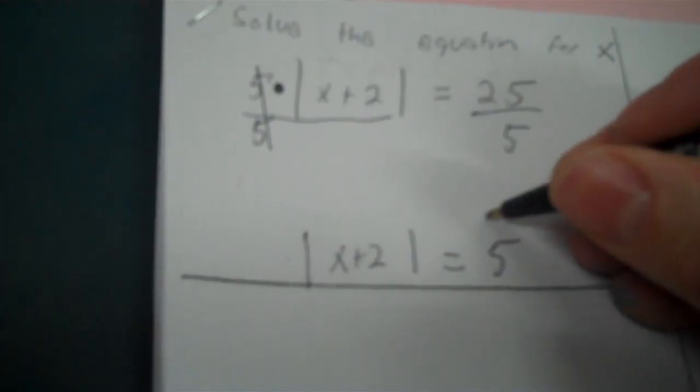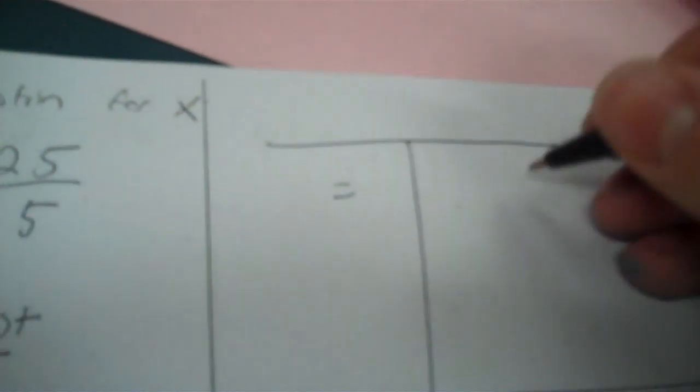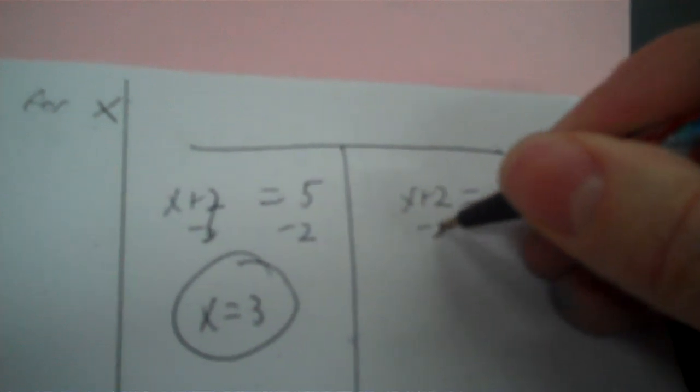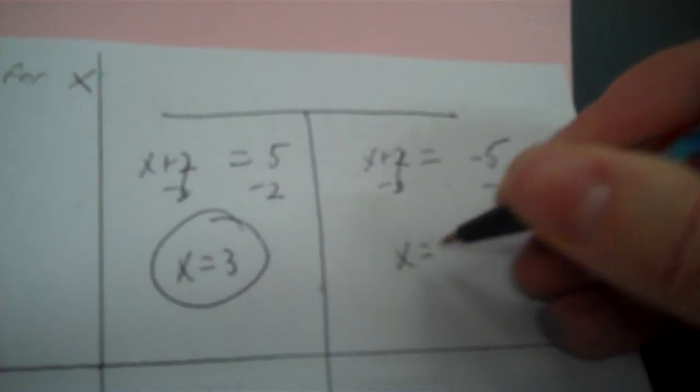Now that you don't have any numbers outside of here, you can now put your dist label. Okay, so it's positive, so then it becomes just like we just did. So 5, negative 5, because I could be at 5 or negative 5, and then I put x plus 2. So on one side I have minus 2, and that's 3. Minus 2, that's negative 7. Okay? That's the only difference.